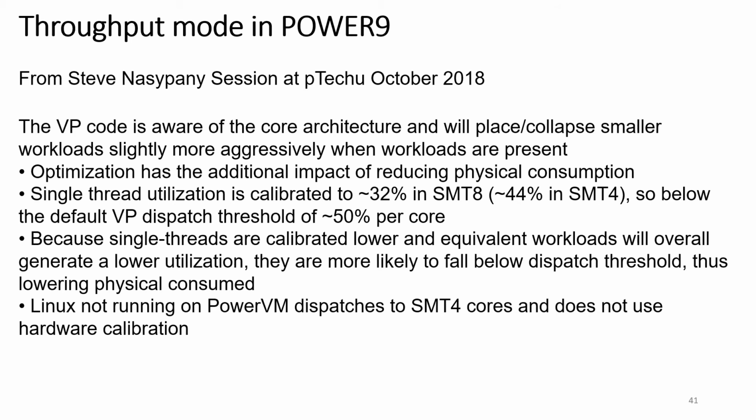Now in Power 9, there was a session that Steve Nassipany gave at PTechU in 2018 where he talked about the fact that the virtual processor code was now aware of the core architecture, and so some of the smaller workloads will actually be collapsed a little bit more aggressively when their workloads were present. And this has the ability to reduce physical consumption. And by the way, one of the ways that you know you have too many VPs is if you're seeing all your physical cores being consumed, but you have very, very high idle time. So just be aware of that.